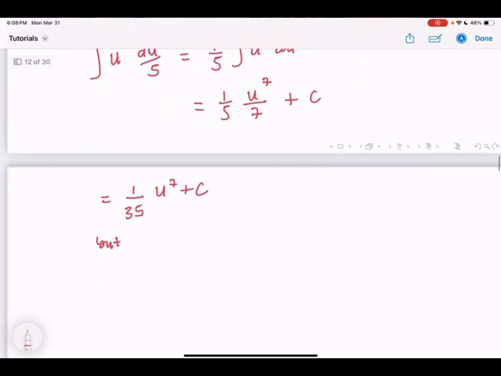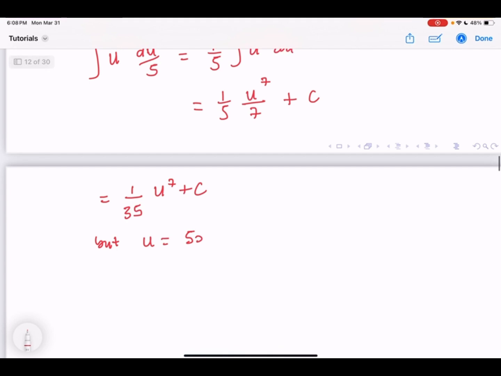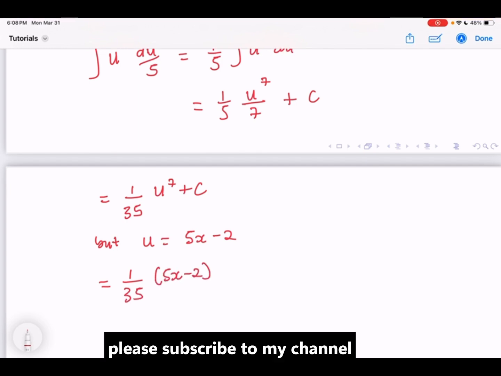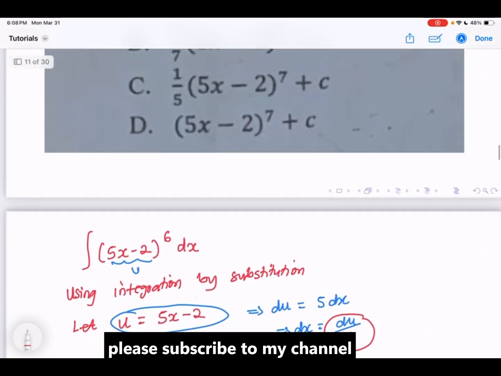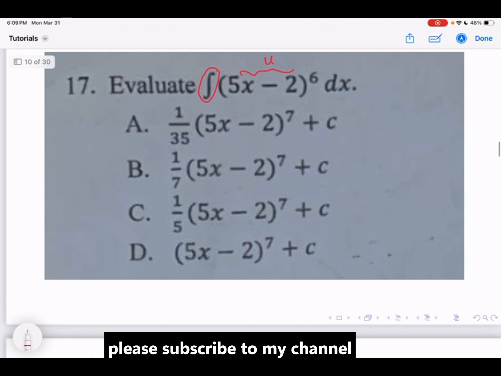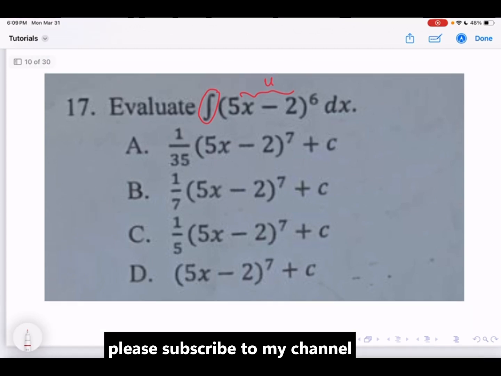But what's u? u is equal to what? 5x minus 2, implying that our answer will be given as 1 over 35 (5x minus 2) all exponent 7 plus c. So this is our integral. So let's compare our answer to the options given above. So our answer is option A.